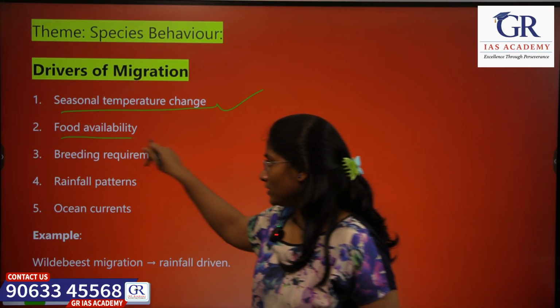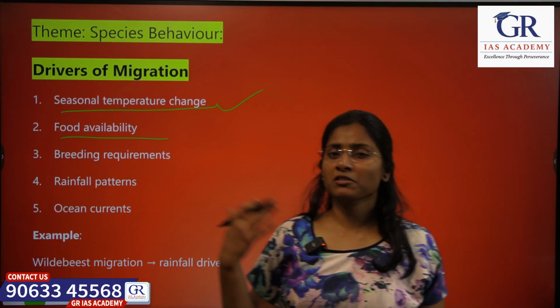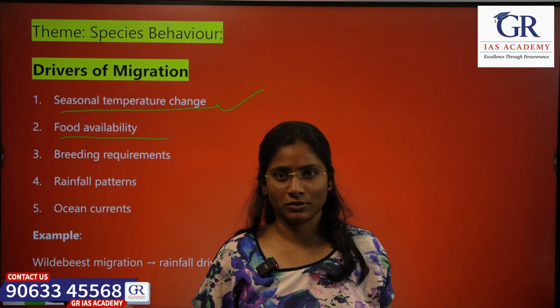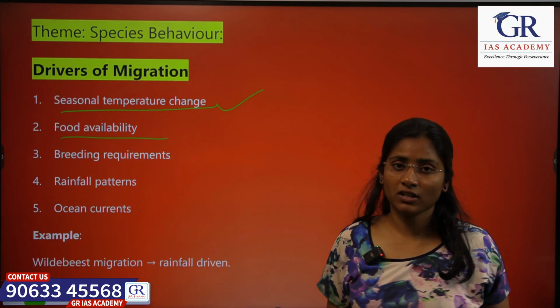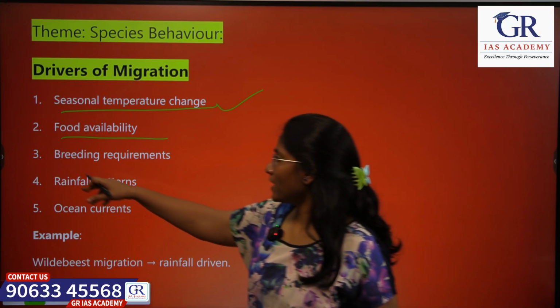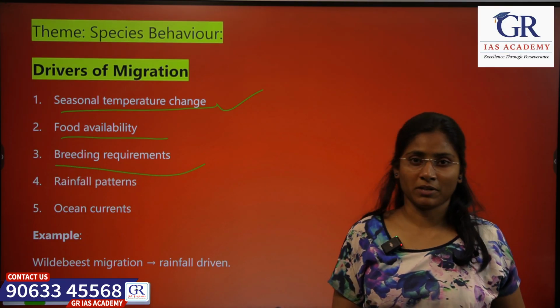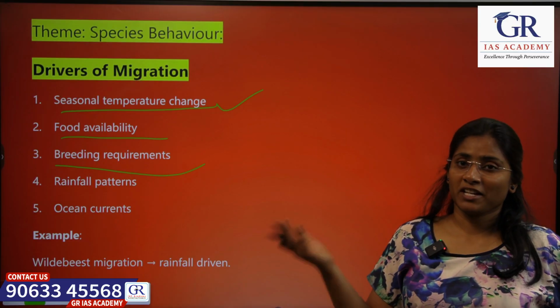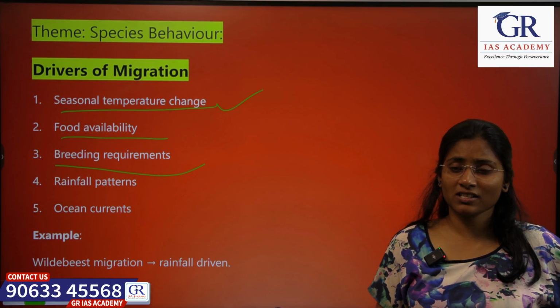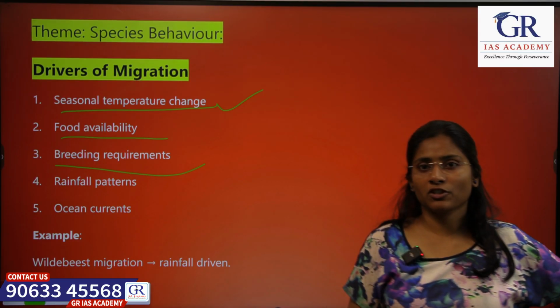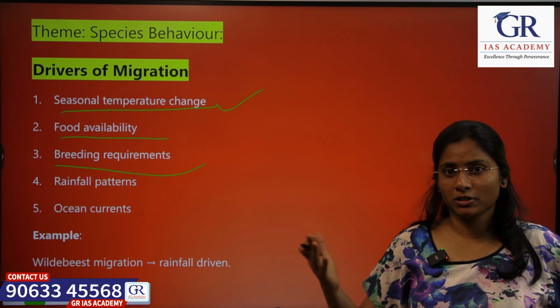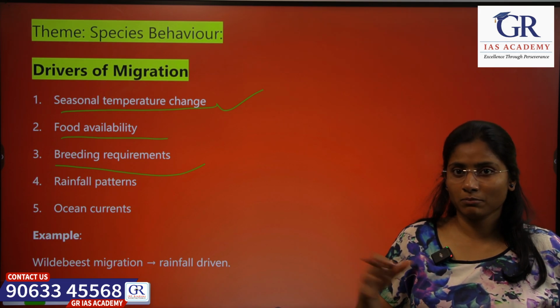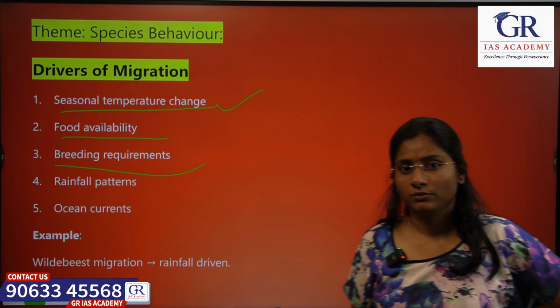And then food availability. Usually predators go where the prey is available. That is one of the drivers of migration. Breeding requirements. Just now we have seen natal homing, anadromous migration, catadromous migration. This is one behavior of species where they return to the birthplace for giving birth to the younger ones.